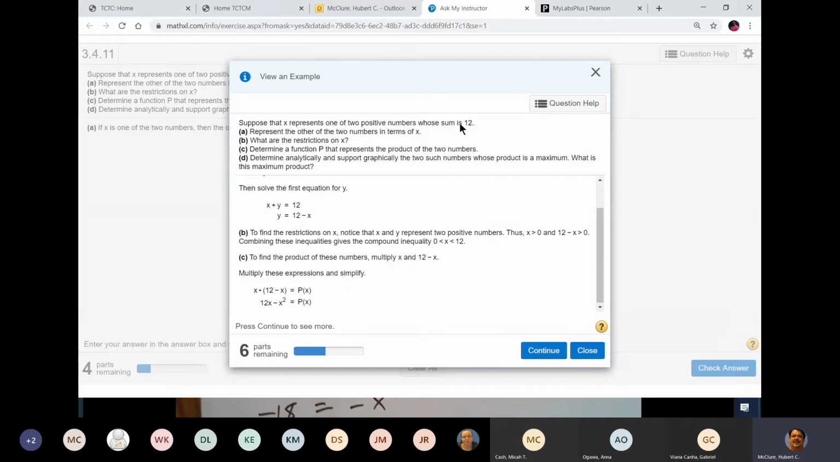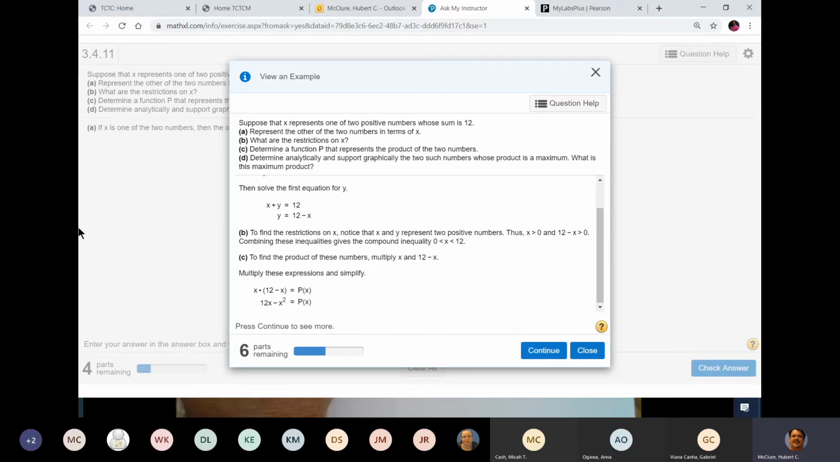And then what does C say? Okay, to find the product of these, multiply x times 12 minus x. Well, why don't they just tell you to do that? Some of these questions, every once in a while you get a stupid question. This one is not that. It's not in my wheelhouse of questions that are important for this test.